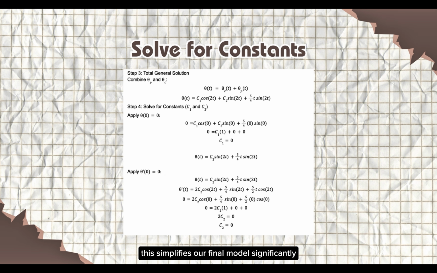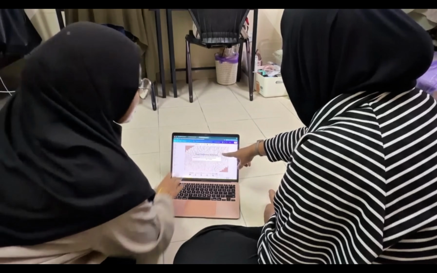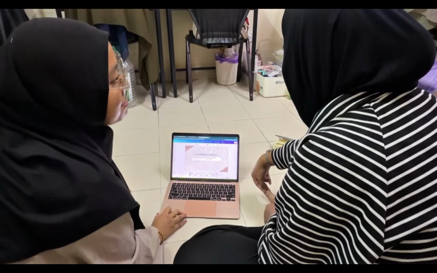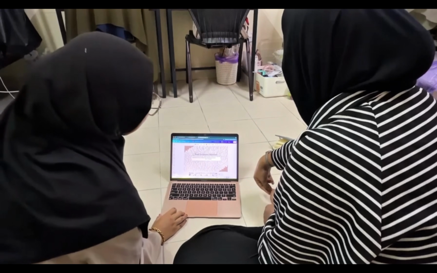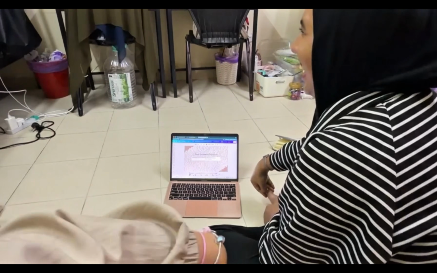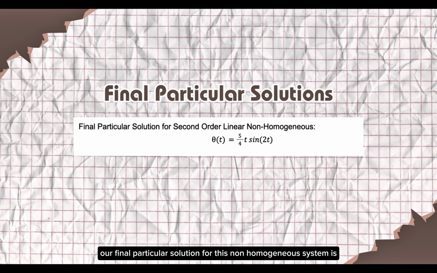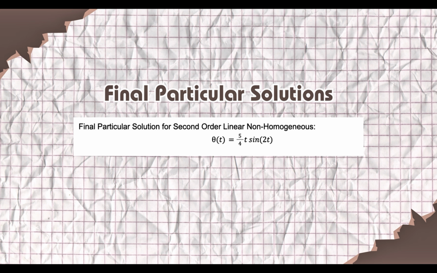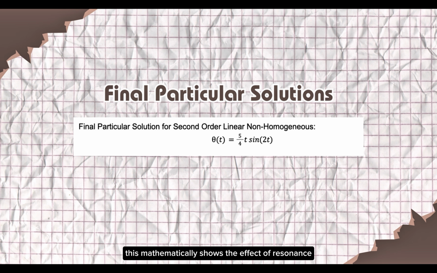This simplifies our final model significantly. Our final particular solution for this non-homogeneous system is theta(t) equal to 5 over 4 t sin 2t. Did you notice the t term in the front? This mathematically shows the effect of resonance.